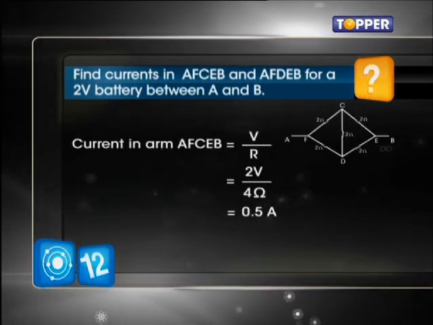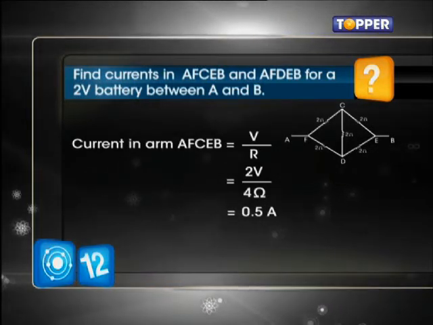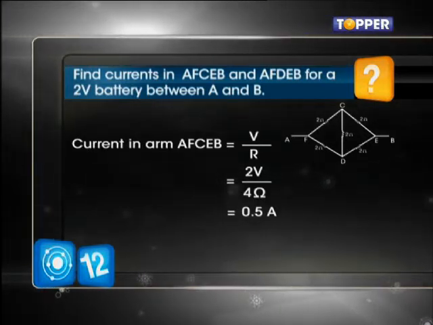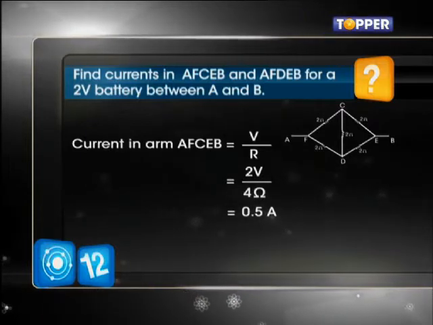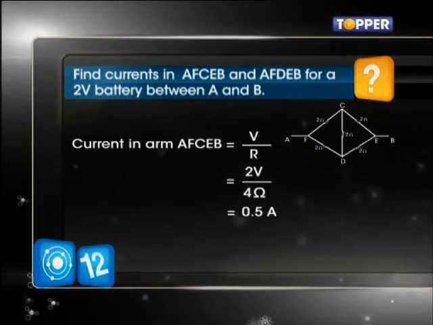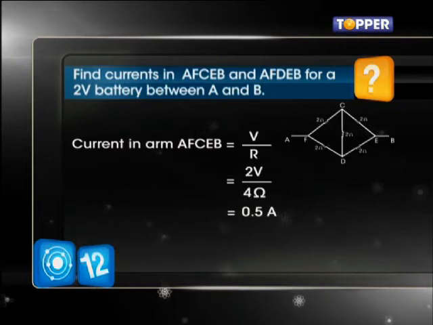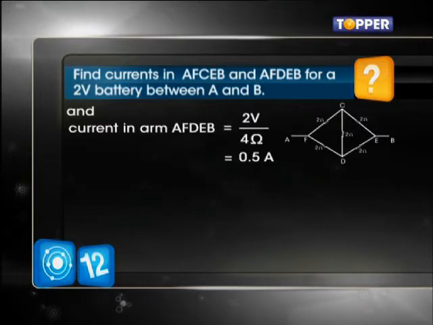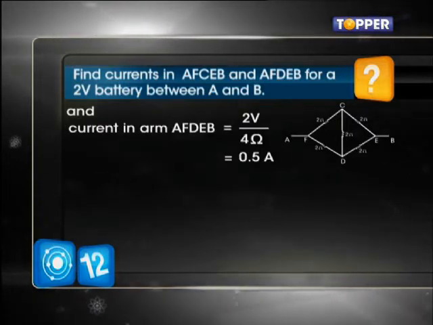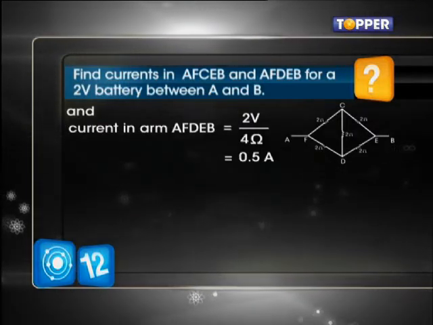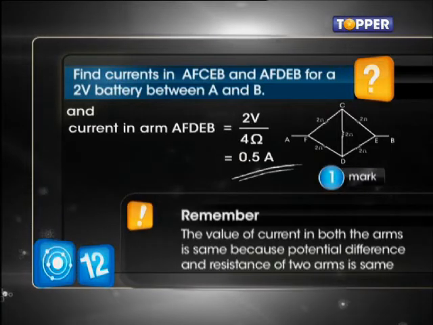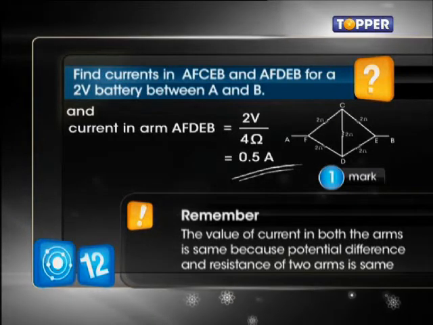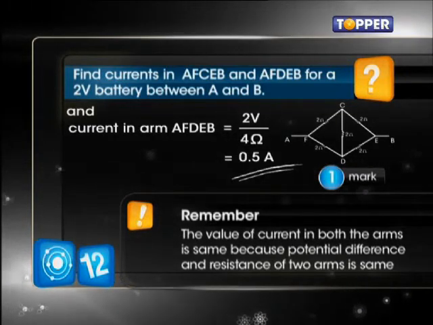Current in arm AFCEB can be obtained by applying Ohm's law. So, after putting the value of voltage and resistance, we get the value of current equal to 0.5 ampere. Similarly, in arm AFDEB, we get the value of current equal to 0.5 ampere. The value of current in both the arms is same because potential difference and resistance of the 2 arms is same.